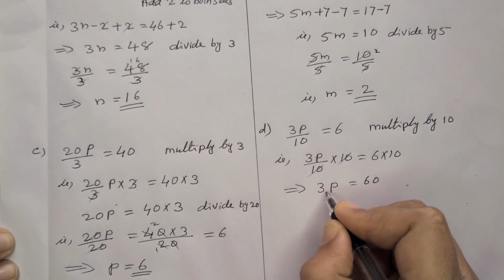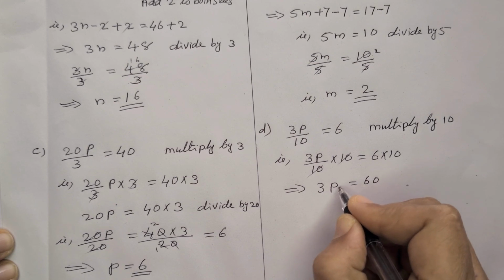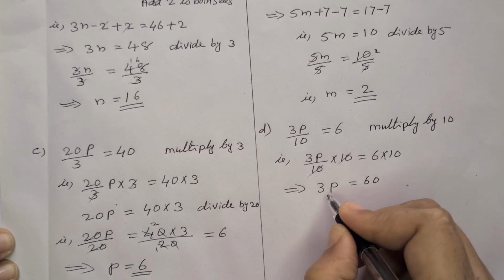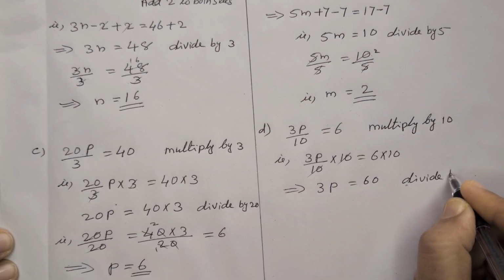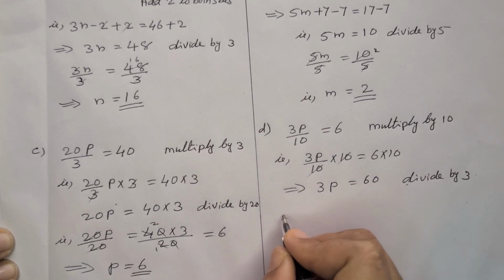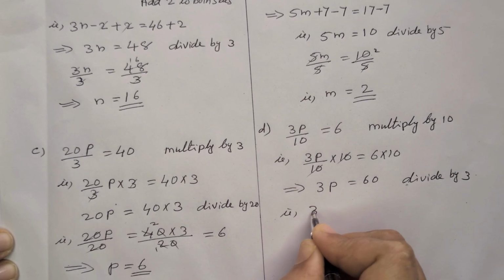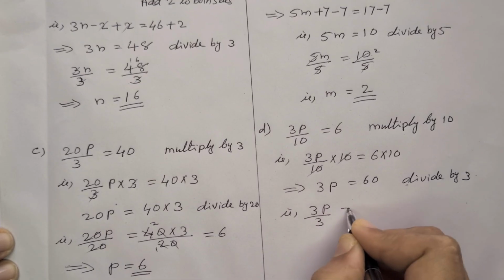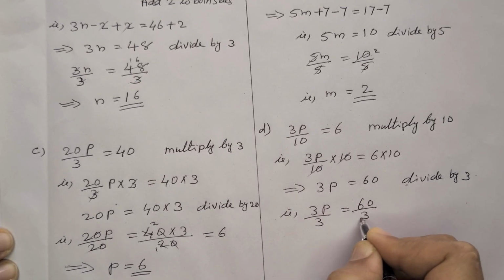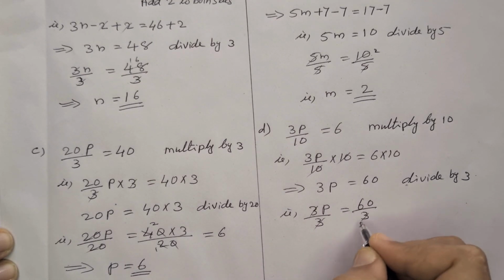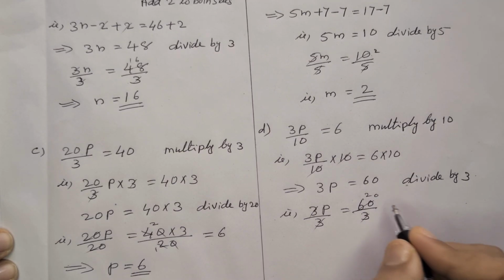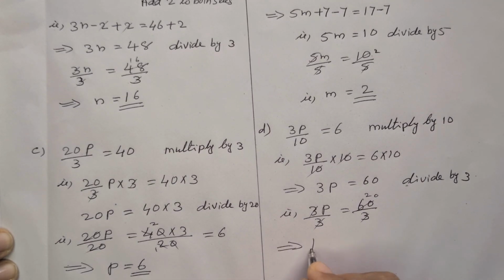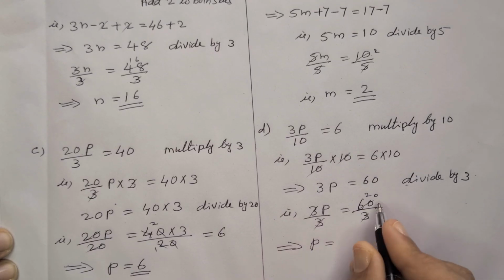You have to remove 3 from this side to separate that variable p. For that, divide by 3. That is 3p by 3 is equal to 60 by 3. This will cancel. Here 2 times in 6 and 20, which implies p is equal to 20.